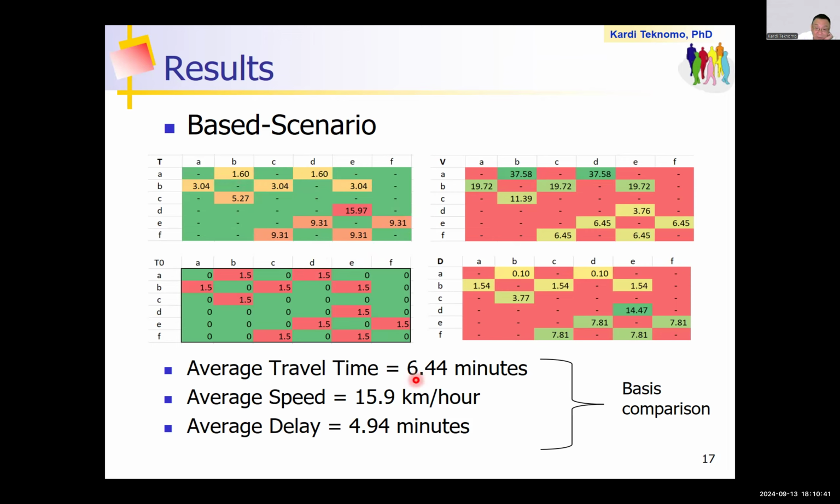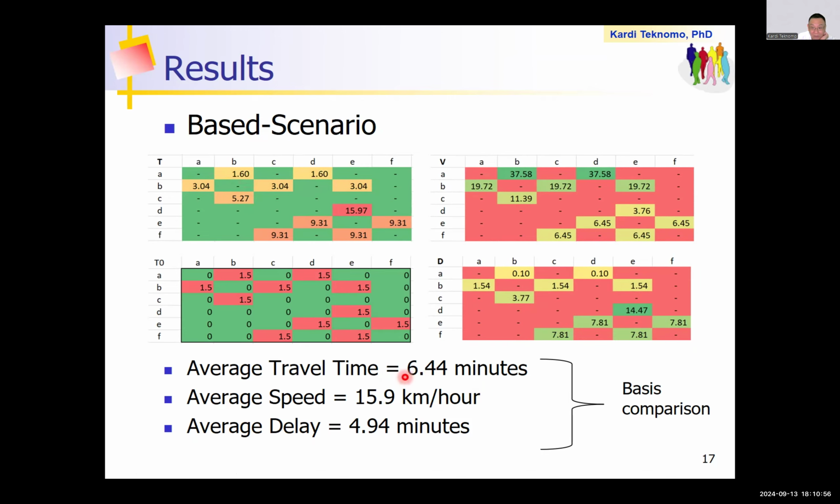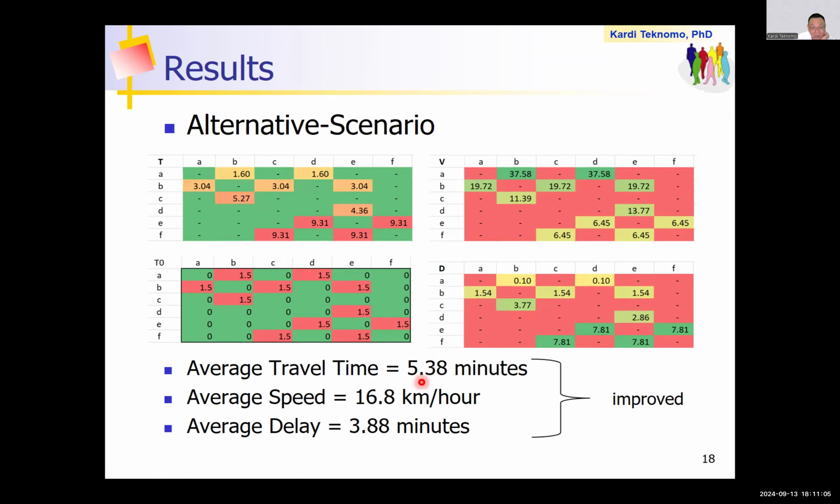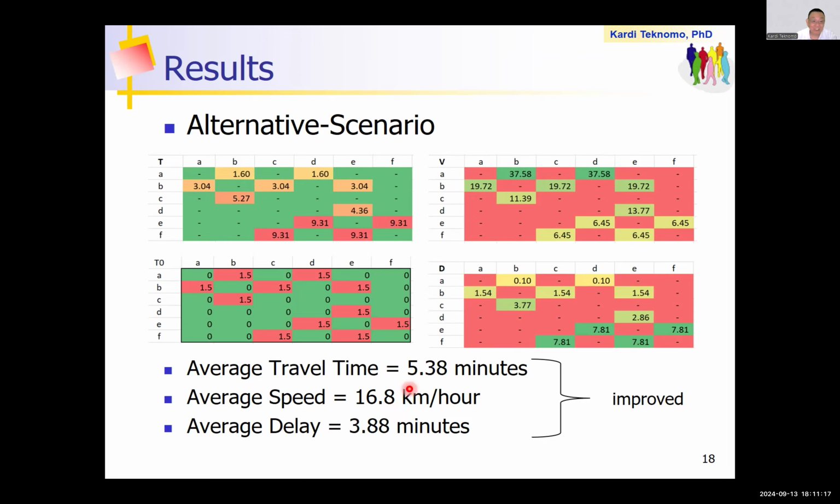So here the average becomes 6 point something, 15 and so on. This is for the base scenario. Then you do the same thing for the alternative scenario, and then you compare. Is it better or not? Of course, the basis of comparison is, for example, travel time is 6.4 in the base scenario, and in the alternative scenario it becomes 5 minutes. So in this case, it improves. The same with speed: a while ago it is 15, now it becomes 16, so it improves. This is for the whole network. The same thing with the delay. So you compare the base scenario and the alternative scenario.